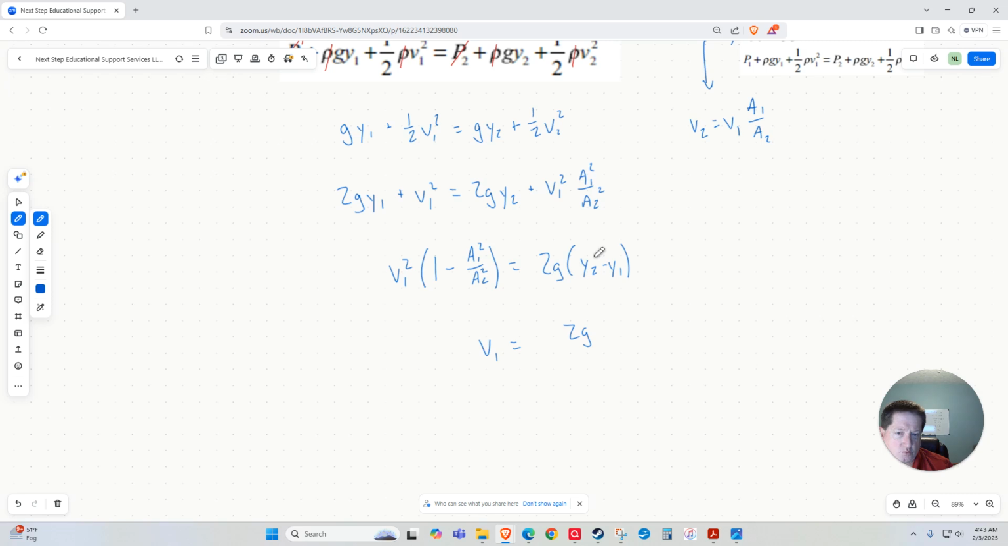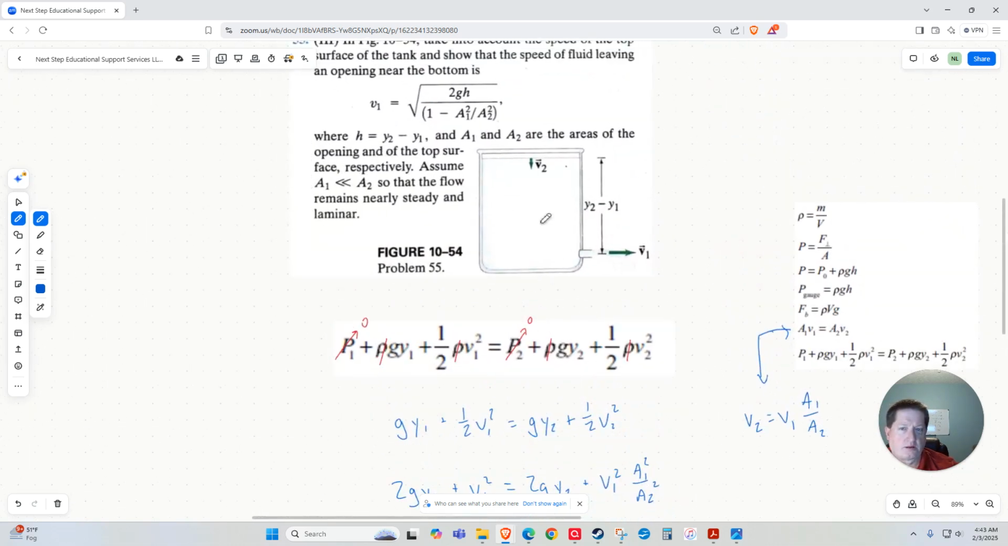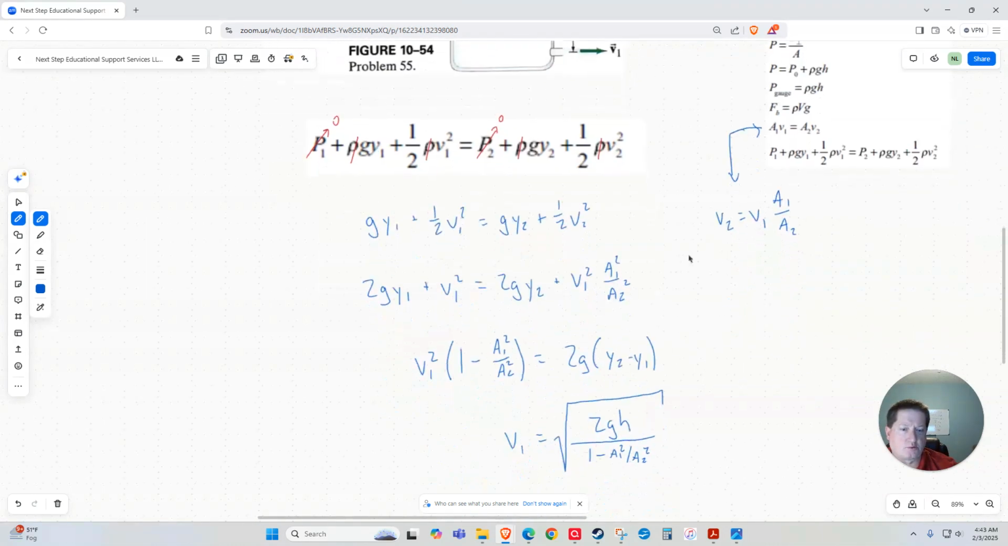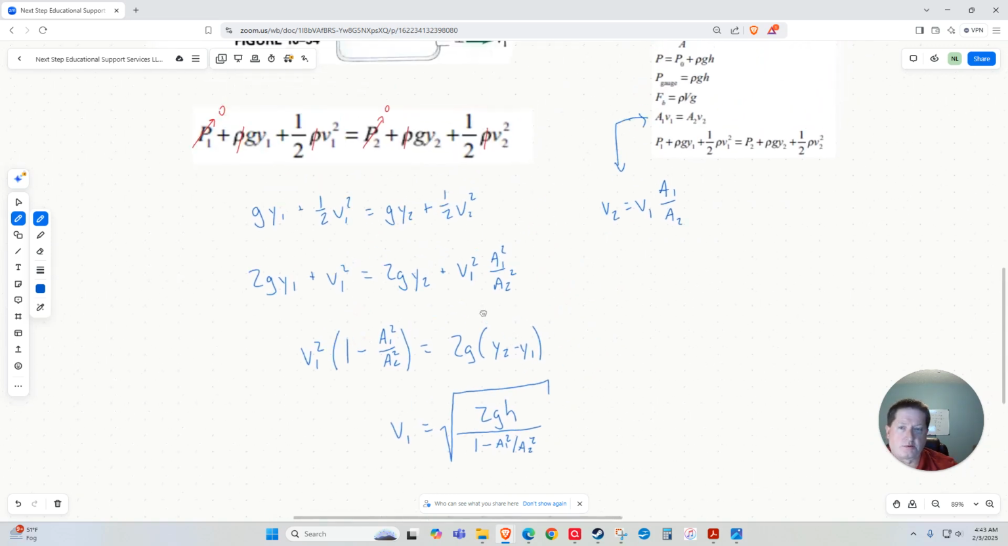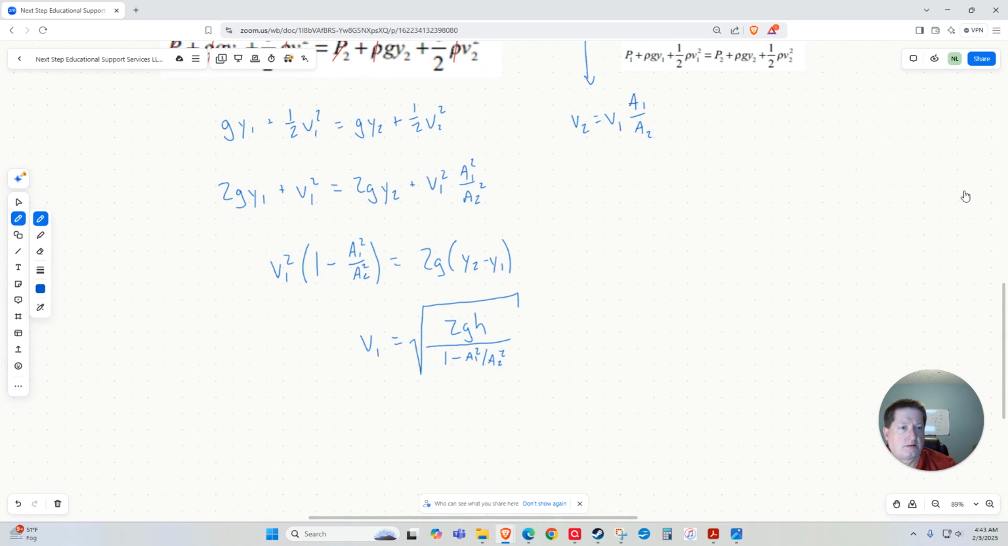So replacing y2 minus y1 with h, dividing by the expression next to v1 squared over there, then taking the square root to get a single v1 on the left, we end up with this expression, which is exactly what we were asked to come up with. So again, slated as a level 3 problem, but really not bad. That'll take care of this one. See you on the next one.